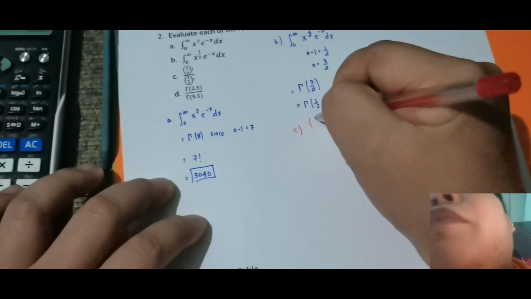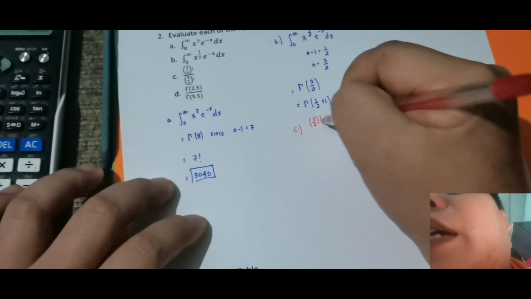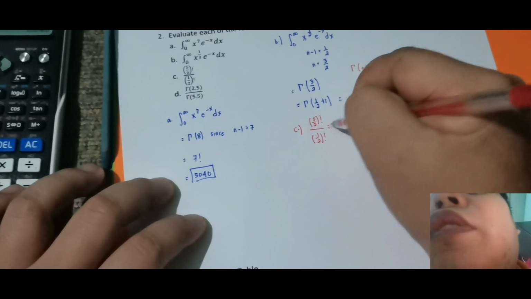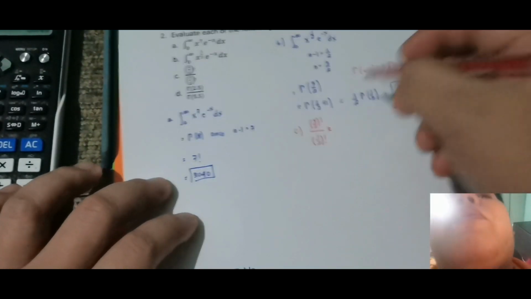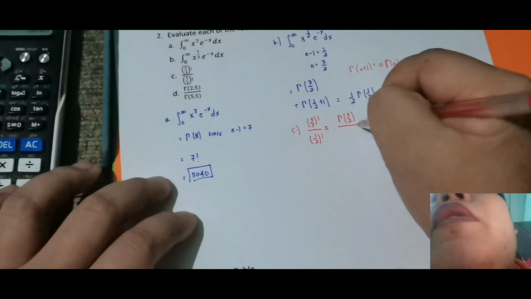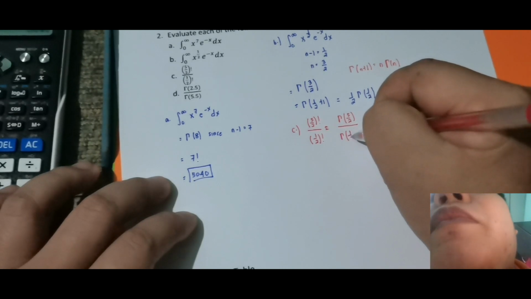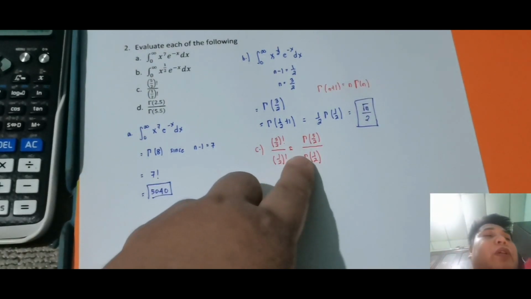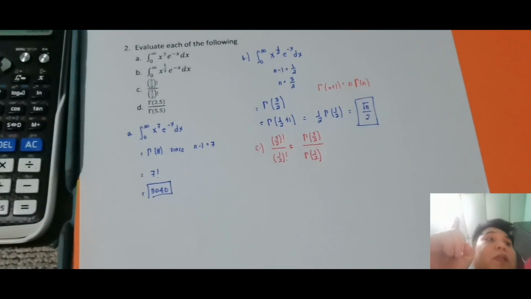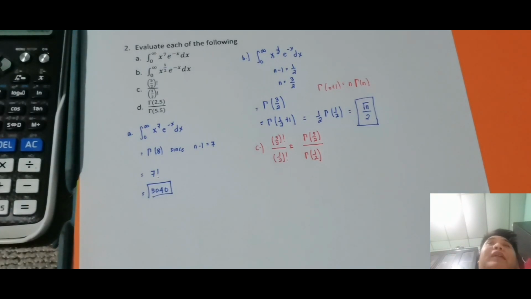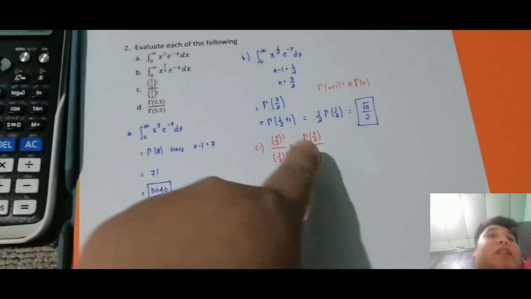Okay, so letter C. So we have 5 over 2 factorial over 1 half factorial. So we all know that this is just simply gamma of 5 over 2 all over gamma of 1 half. Okay, and syempre, alam natin yung gamma of 5 over 2 is parang pinagsamang 3 over 2 plus 1. So, 3 halves plus 1, para siya pinagsamang 3 halves plus 1.